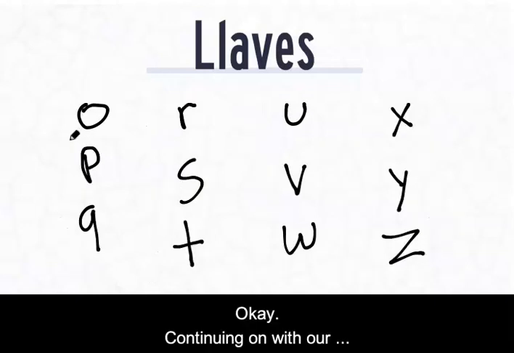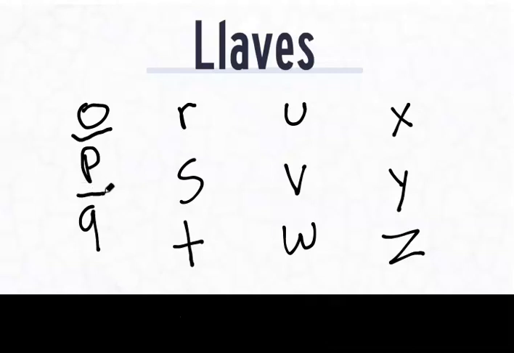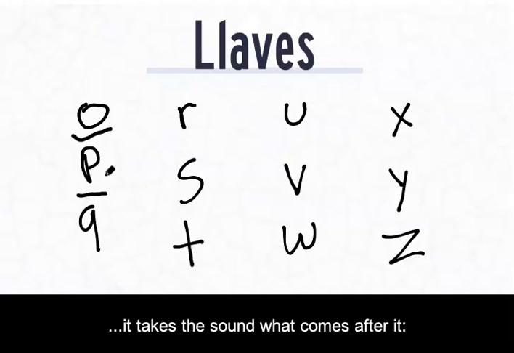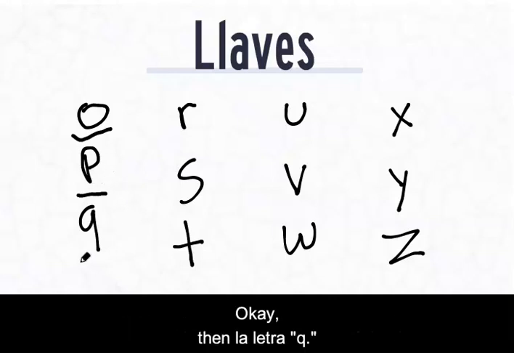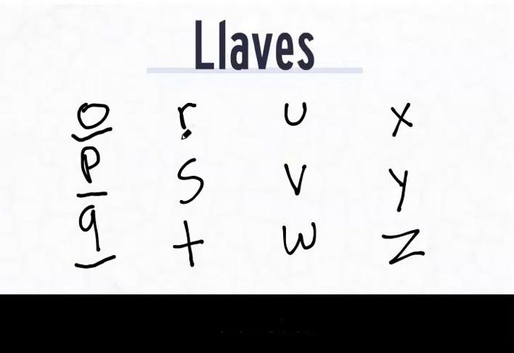Okay, continuing on with our alfabeto, we have la letra O, also pronounced O, then the letra P, okay, pronounced pa, takes the sound of what comes after it, pa, pe, pi, po. Okay, then la letra Q, like a dove, but it has the K sound, and again it has usually other letters that come behind it to help it sound like that.